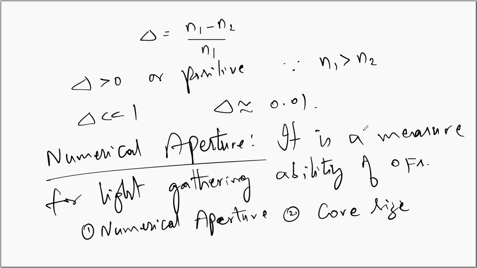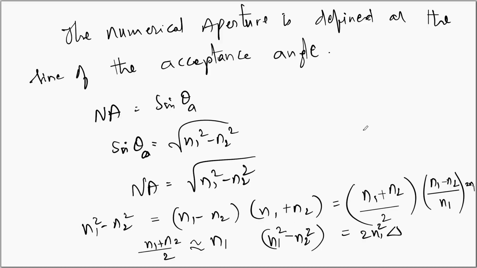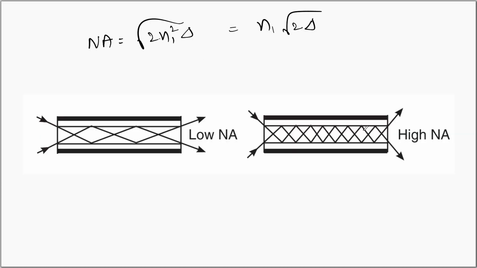We have stated what numerical aperture is. We have said it is a measure of the light gathering ability of optical fibers, and the light gathering power depends on two factors: numerical aperture and core size of the optical fiber. We have arrived at a value for the numerical aperture using the relative refractive index change. We have obtained the numerical aperture of a step index fiber as n1 square root of 2 delta. We have seen the influence of numerical aperture on the light collecting power of optical fibers. Greater the numerical aperture, more will be the light entering into the optical fiber.